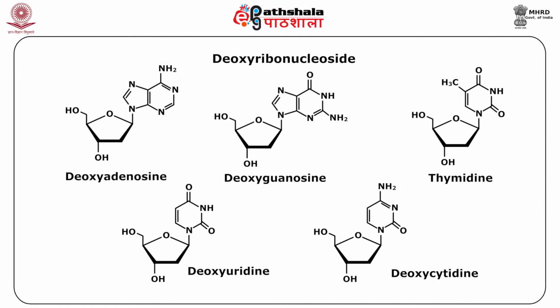Deoxyribonucleosides differ from ribonucleosides only in that the sugar which is present is 2' deoxy D-ribose. The atoms to which it is attached are the N9 or N1 atoms of the purines or pyrimidines. We learnt about the base hypoxanthine. When it is bonded to a ribose, it forms the nucleoside inosine.